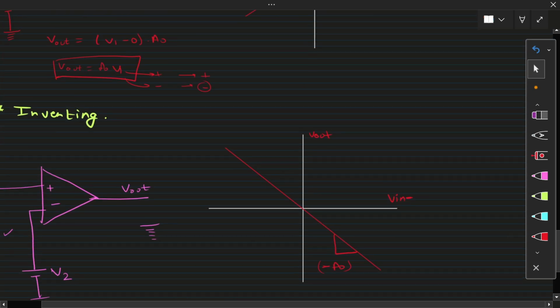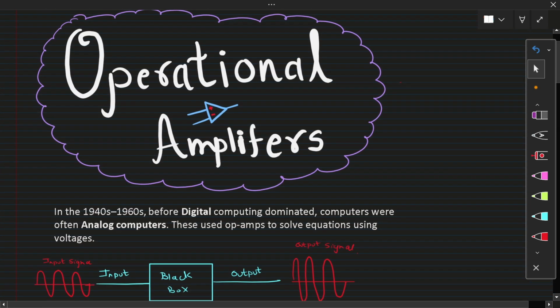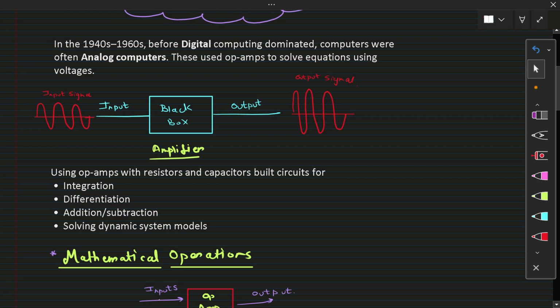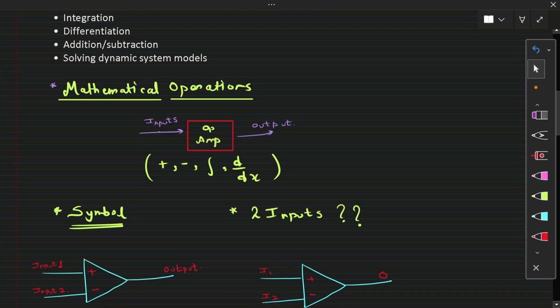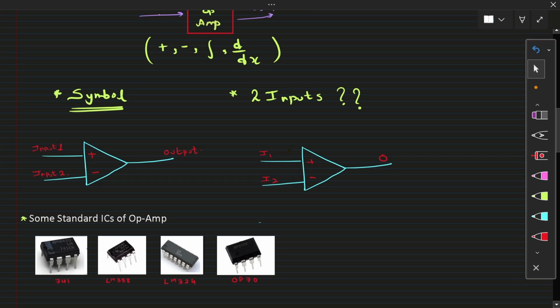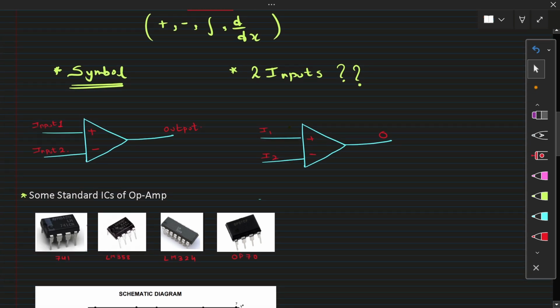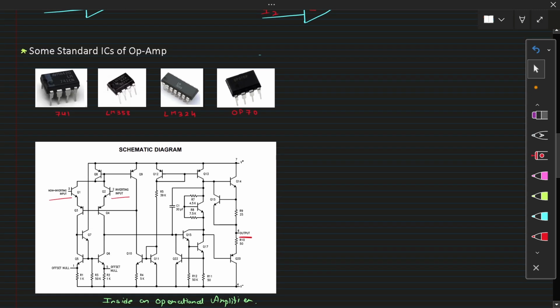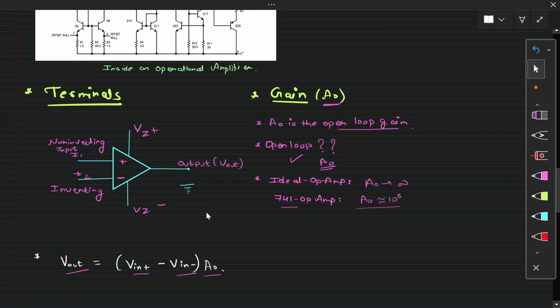Summarizing this lecture, we have seen what an operational amplifier is. Then we have seen why we use an operational amplifier: you can perform mathematical operations like addition, subtraction, integration, and differentiation on inputs, and you can get some output. Next, we saw the inputs, the symbol, why we have two terminals, and the advantage of having two terminals in an operational amplifier. Next we saw some standard ICs and the schematic diagram of an operational amplifier.